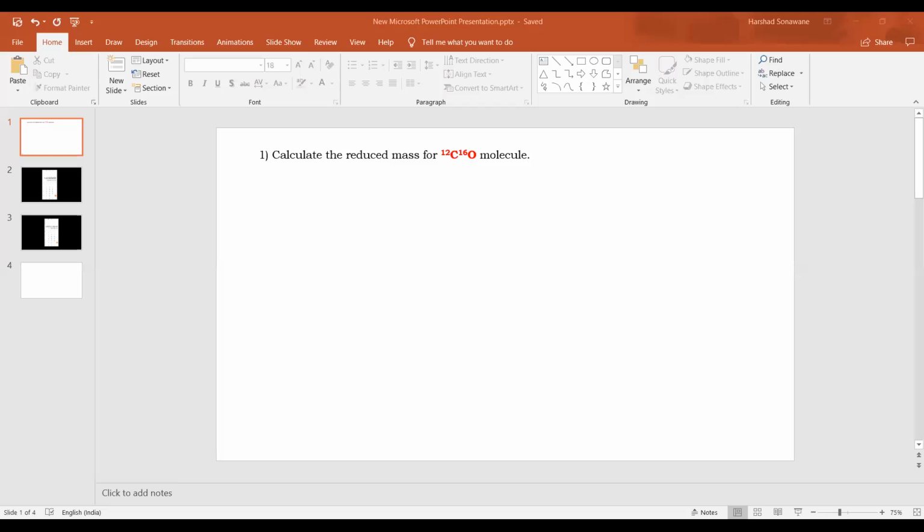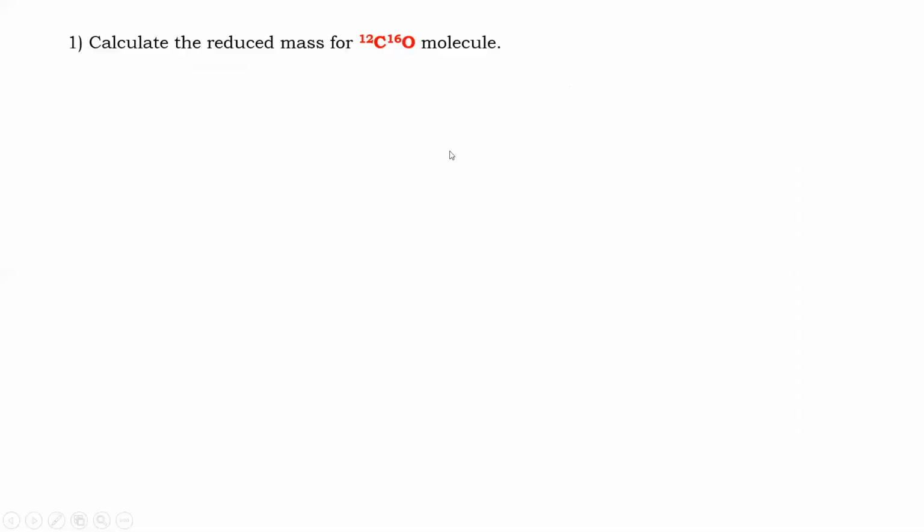Today we are going to discuss how to solve the numerical problems in rotational spectroscopy. So this is the first numerical problem. Calculate the reduced mass for C12O16 molecule.